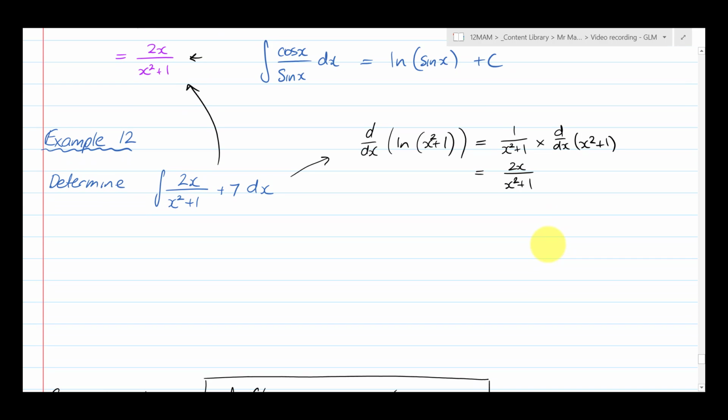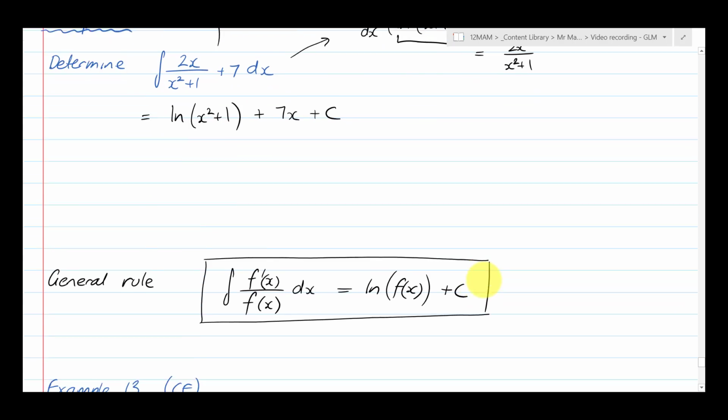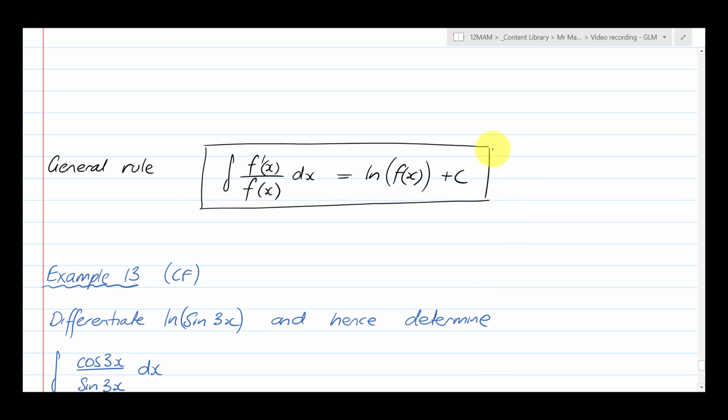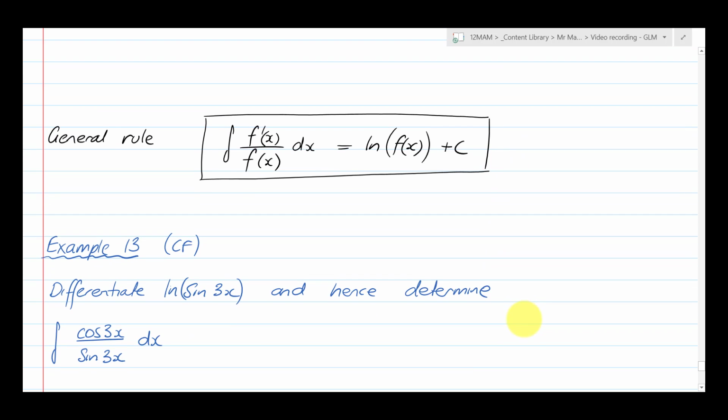So now I know the integral of that with respect to x is equal to the natural log of x squared plus 1. Of course, I've still got that plus 7, which becomes plus 7x, and I get a plus c. And there's my integral. We did the derivative first up here, so that's probably going to be part of a question. And here's our general rule.